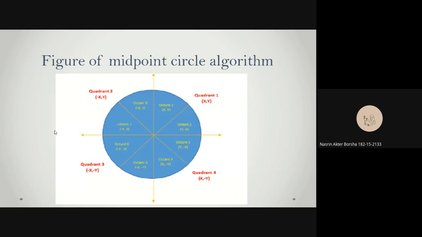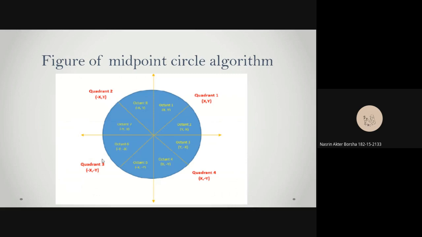Here we can see basically four quadrants. For the first quadrant, all the values of x comma y will be positive, and for the second quadrant, x comma y will be negative and positive. In the third quadrant, the values of x comma y will all be negative.